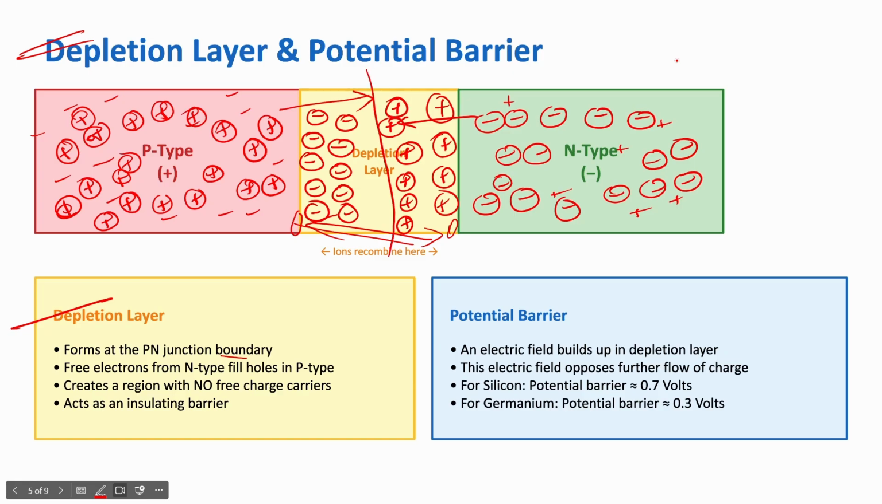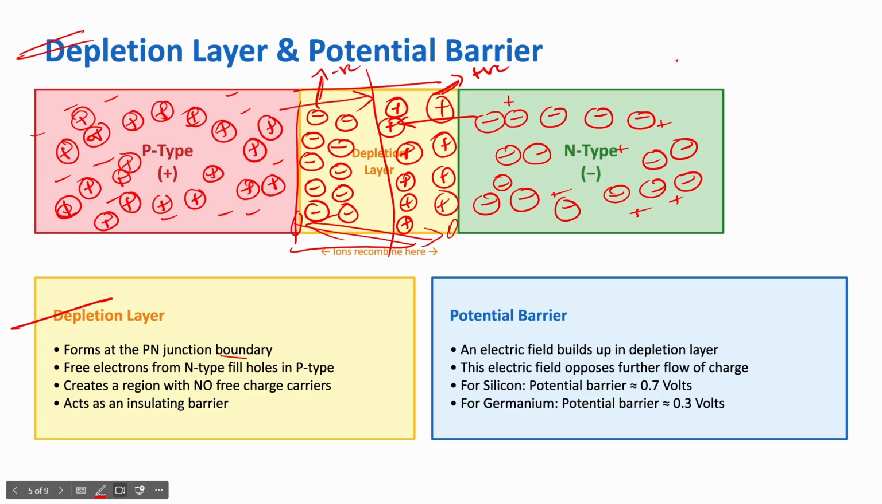So then what will happen? A depletion layer is going to be formed in between these two. Free electrons from the n-type fill holes in the p-type. The holes move freely towards the p-type, which has a positive charge. So it creates a region with no free charge. All the holes try to move here. So at the boundary of the n-type, all will have positive charge, and at the boundary of the p-type, all will contain negative charge.